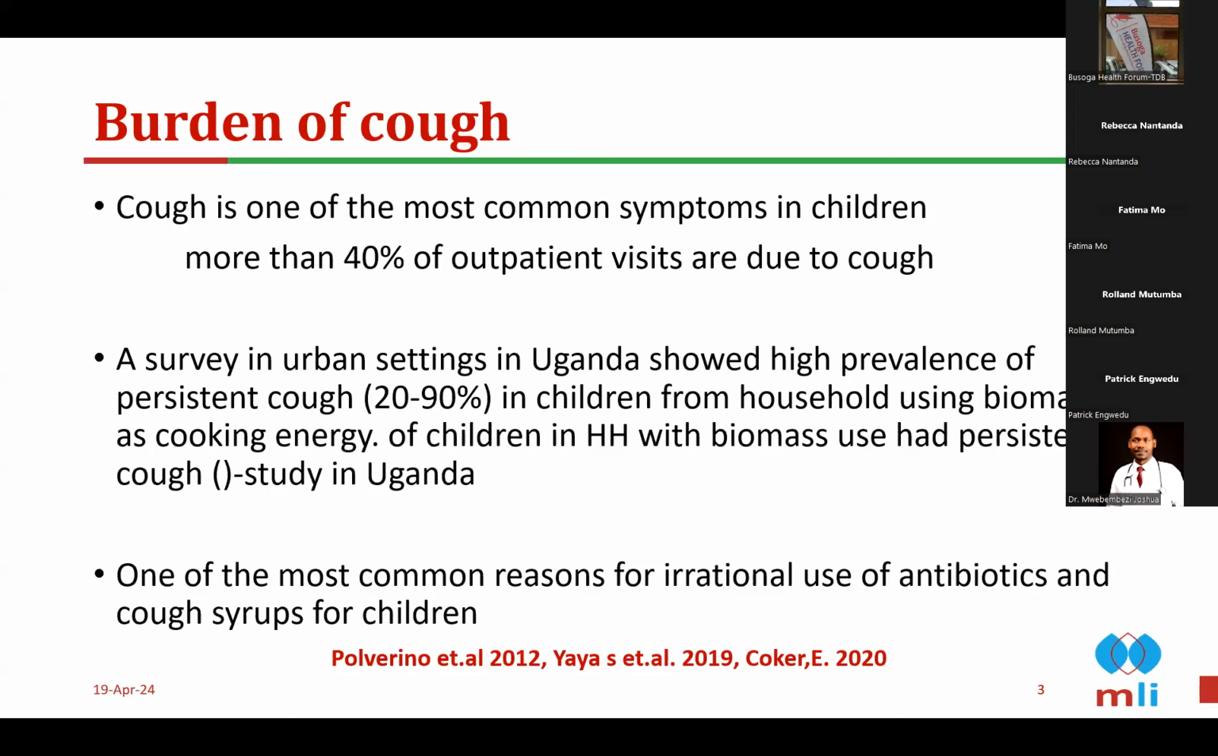In Uganda, we have some information, particularly about persistent cough. So there was a survey that was done in urban setting among households who are using biomass as a source of energy for cooking. And it was found out that up to 90% of children from those households actually had cough. And this was persistent cough. But also there is a lot of evidence to show that one of the most common reasons for irrational use of antibiotics and cough syrups in children is actually cough. So it's something which we may need to discuss more to try and improve on some of these aspects that we have seen.